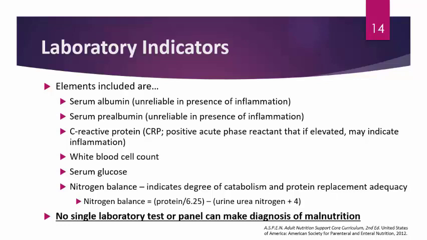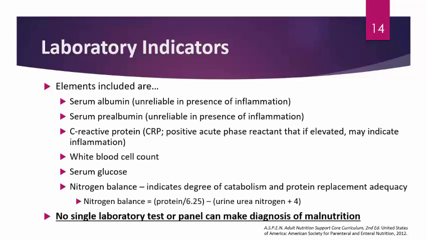If you have an elevated white blood cell count above 12,000, it might indicate a degree of inflammation. Same thing with serum glucose. If you have a serum glucose above 180 to above 200, it may indicate some degree of inflammation or some systemic inflammatory response.